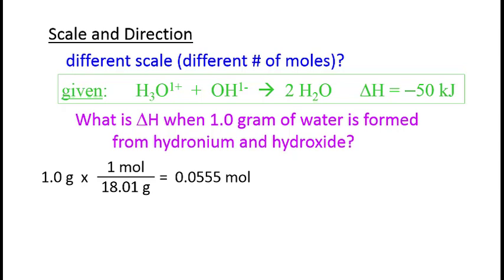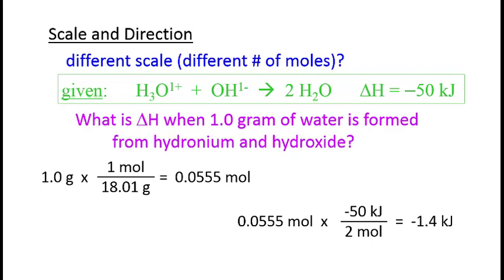Second, we can turn our thermochemical equation into a conversion factor. Since negative 50 kilojoules is for the formation of 2 moles, or it is per 2 moles, we can take our number of moles and multiply it by the conversion factor negative 50 kilojoules over 2 moles, which results in a value of delta H of negative 1.4 kilojoules. Again, we need to know that the number in the thermochemical equation is for forming 2 moles of water. So if we're only forming 0.0555 moles, the enthalpy change should be much smaller.